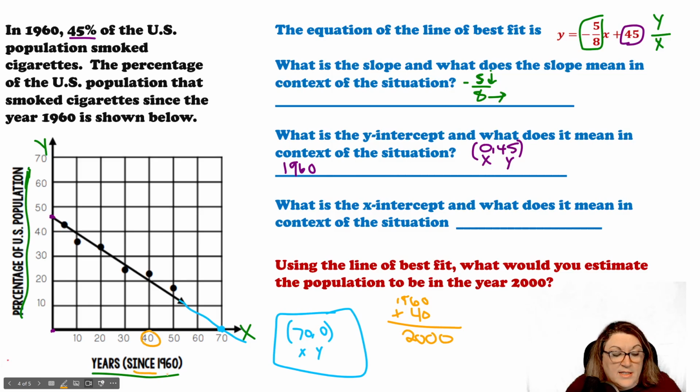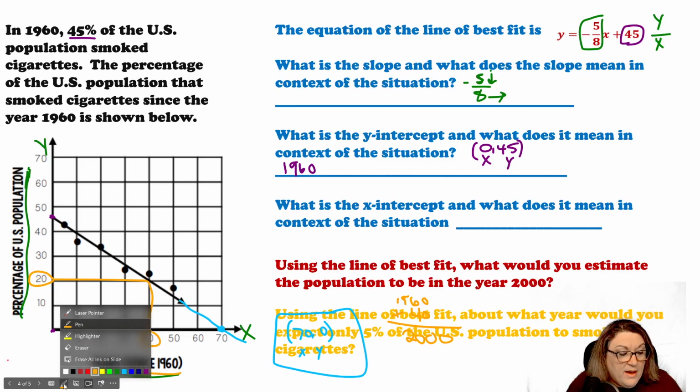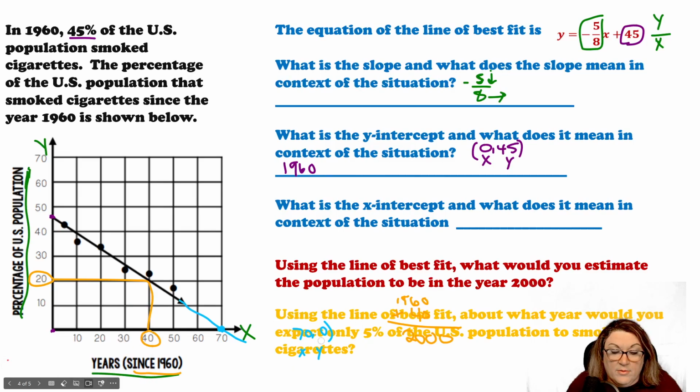40 years since 1960. So if I go up to my line, not to the data point, but to my line, and then cross it over, I can expect 20% of the people in the U.S. to smoke cigarettes in the year 2000. All right. Let me erase all this. Okay, our last question.